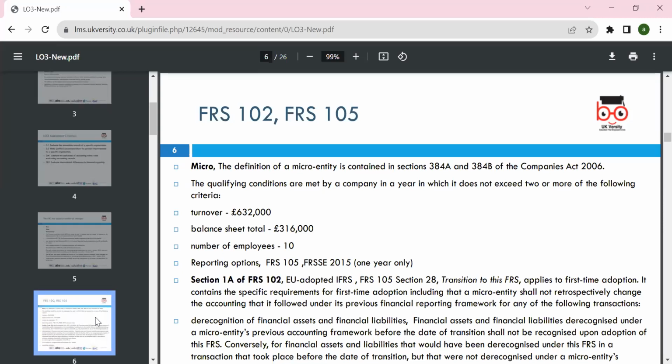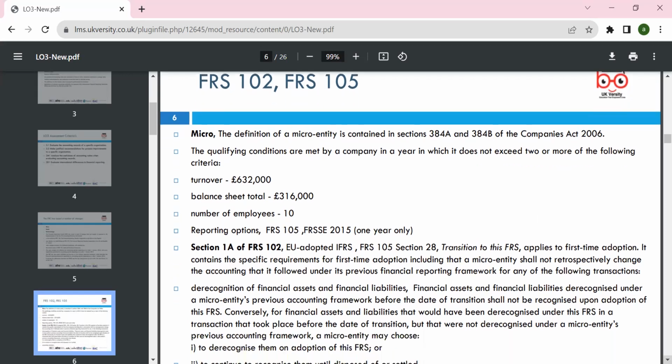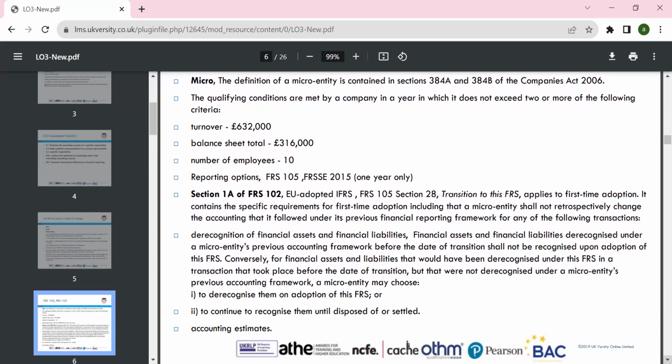Reporting options: FRS 105. Yes, which is one year only. Section 1 of FRS 102 covers disclosure; the main purpose is to look at how we can disclose the information under the limits of the micro company. That has been changed and replaced, and the section of the company law has been updated. So a micro entity shall not be restricted from changing the accounting followed under the previous financial reporting framework.